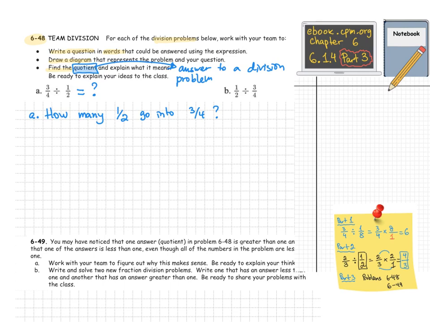So be creative when you do example B. Notice the numbers are reversed. So when you're doing example B on your own, you have to say how many 3/4 go into 1/2. So this is super important.